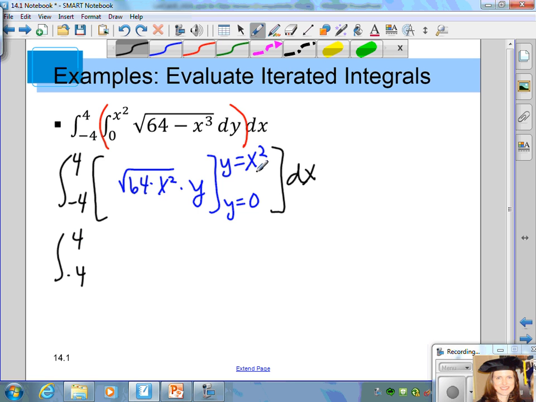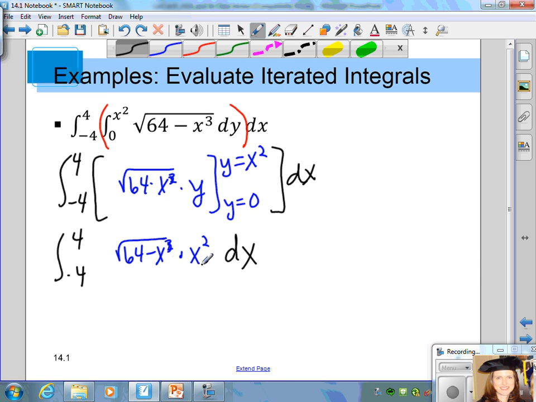Alright, so when we plug in our upper bound x squared for y, and then plug in our lower bound and simplify, we get the square root of 64 minus x cubed. I'm sorry, that should have been a 3 there. Then times our y, we're replacing it with x squared, minus what you get when you plug in 0 for y. If you plug in 0, you get the whole thing as 0. So this is our single definite integral: the integral from -4 to 4 of the square root of 64 minus x cubed times x squared.